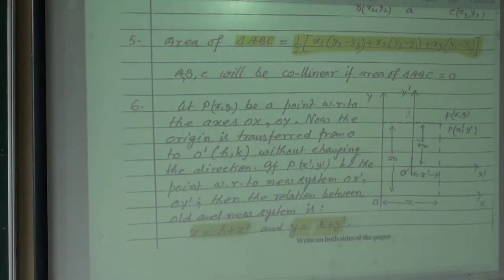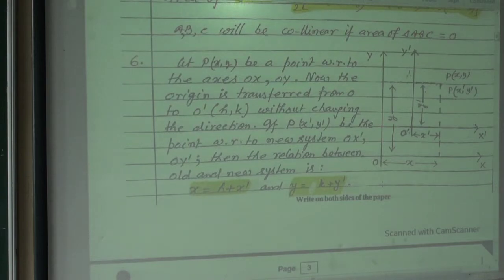Next. It is mentioned in the syllabus, if you shift the origin, this is the original coordinate system, x-axis, y-axis. This is the origin O. Shift the origin from here to here at this point. With the old coordinate system, the coordinate of point P was (x, y), and with the new coordinate system, the coordinate of P is (x dash, y dash). What will be the relation?